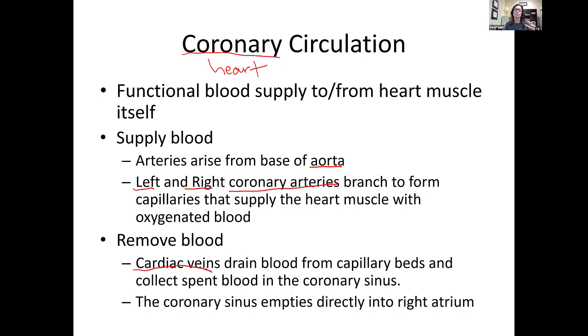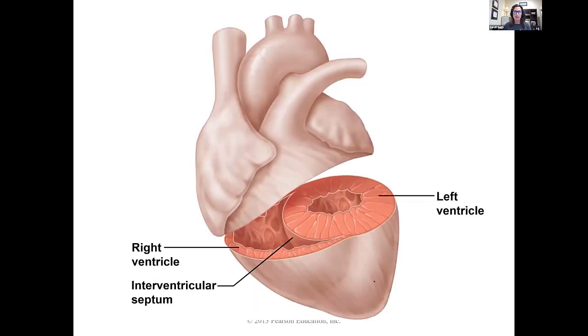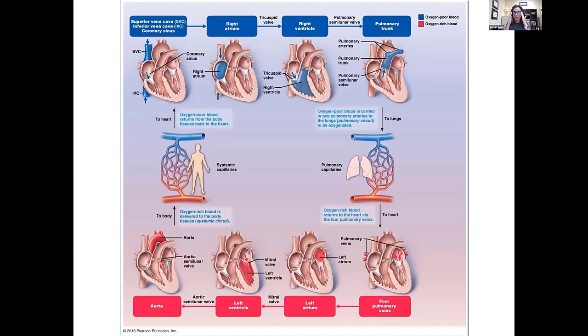Cardiac veins are going to drain those capillary beds, and they're going to collect all of that spent blood into the coronary sinus. And the coronary sinus, remember, is going to empty into the right atrium. So I'm going to skip back to this picture that we just did a video on. When we look here at our right atrium, remember what's draining into that right atrium is spent blood: everything coming from above the heart through the superior vena cava, everything from below the heart through the inferior vena cava, and everything from the heart muscle itself from that coronary sinus.